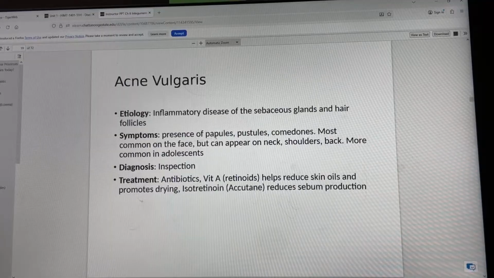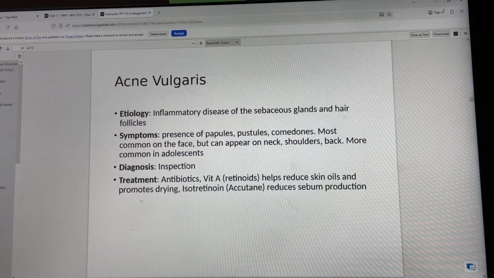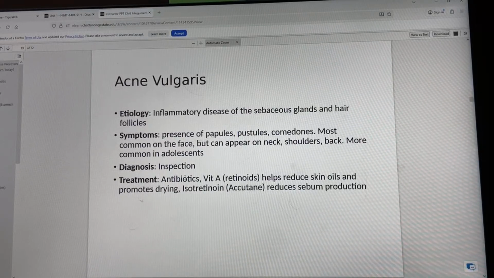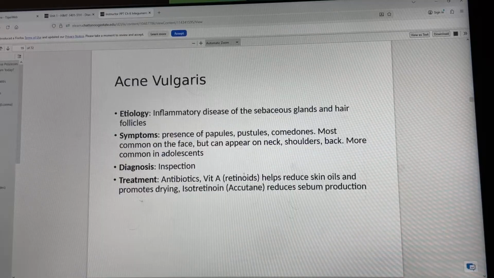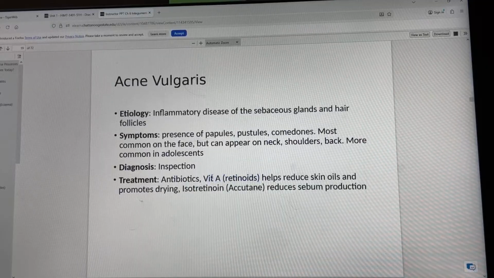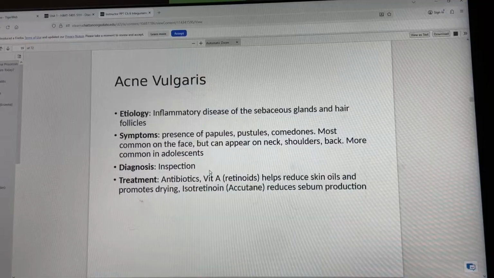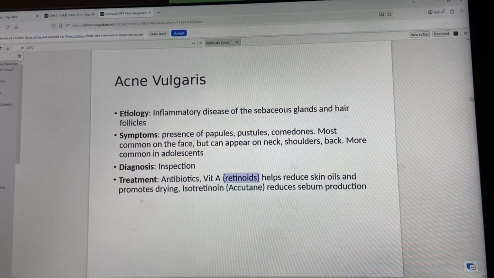These are the different types: papules, pustules, comedones, kind of the picture I just showed you. Diagnosis is just going to be inspection. We treat these with antibiotics if the cause is bacteria in the pores. There's also something called retinoids, vitamin A. This helps dry the skin, so people with really bad oily skin, retinoids might help by drying the skin out and reducing the skin oils.